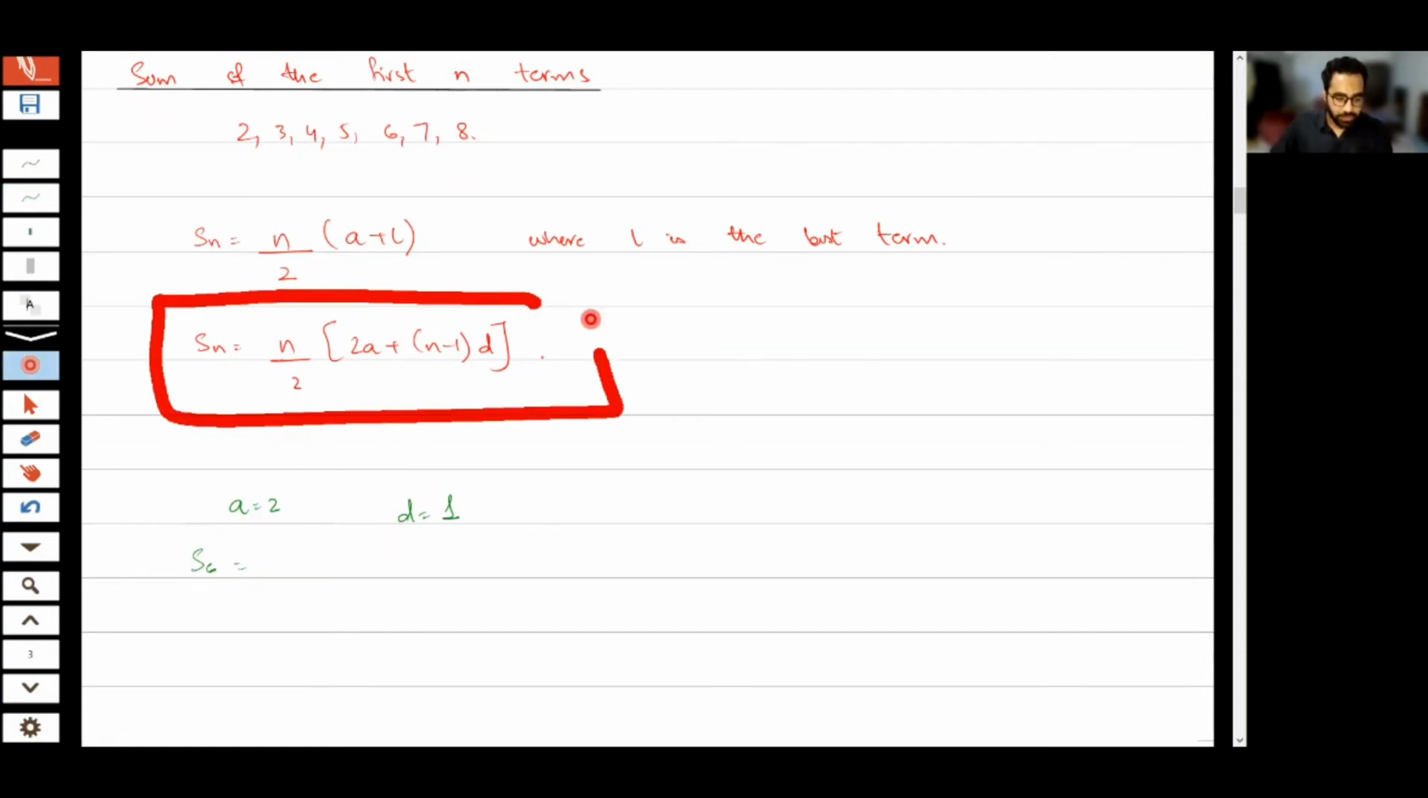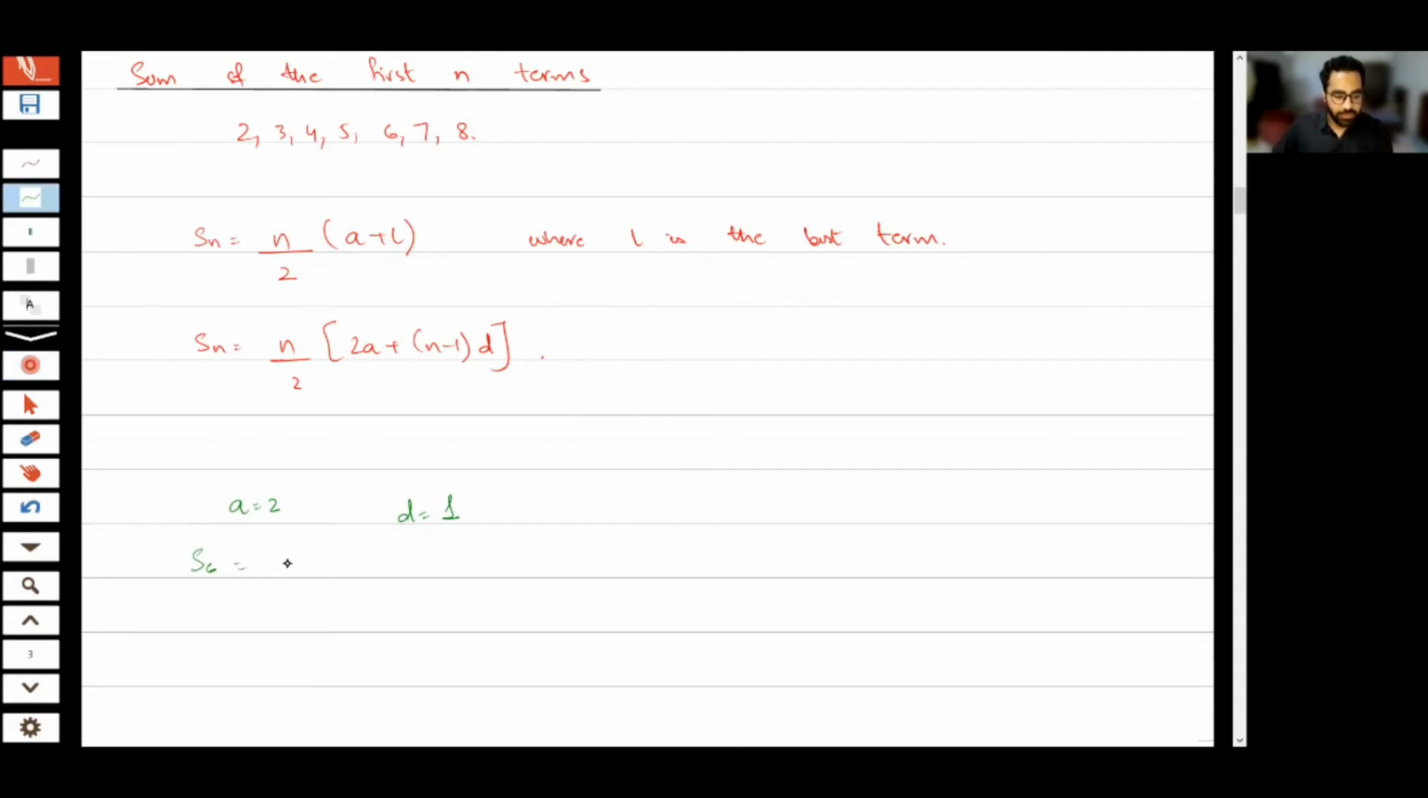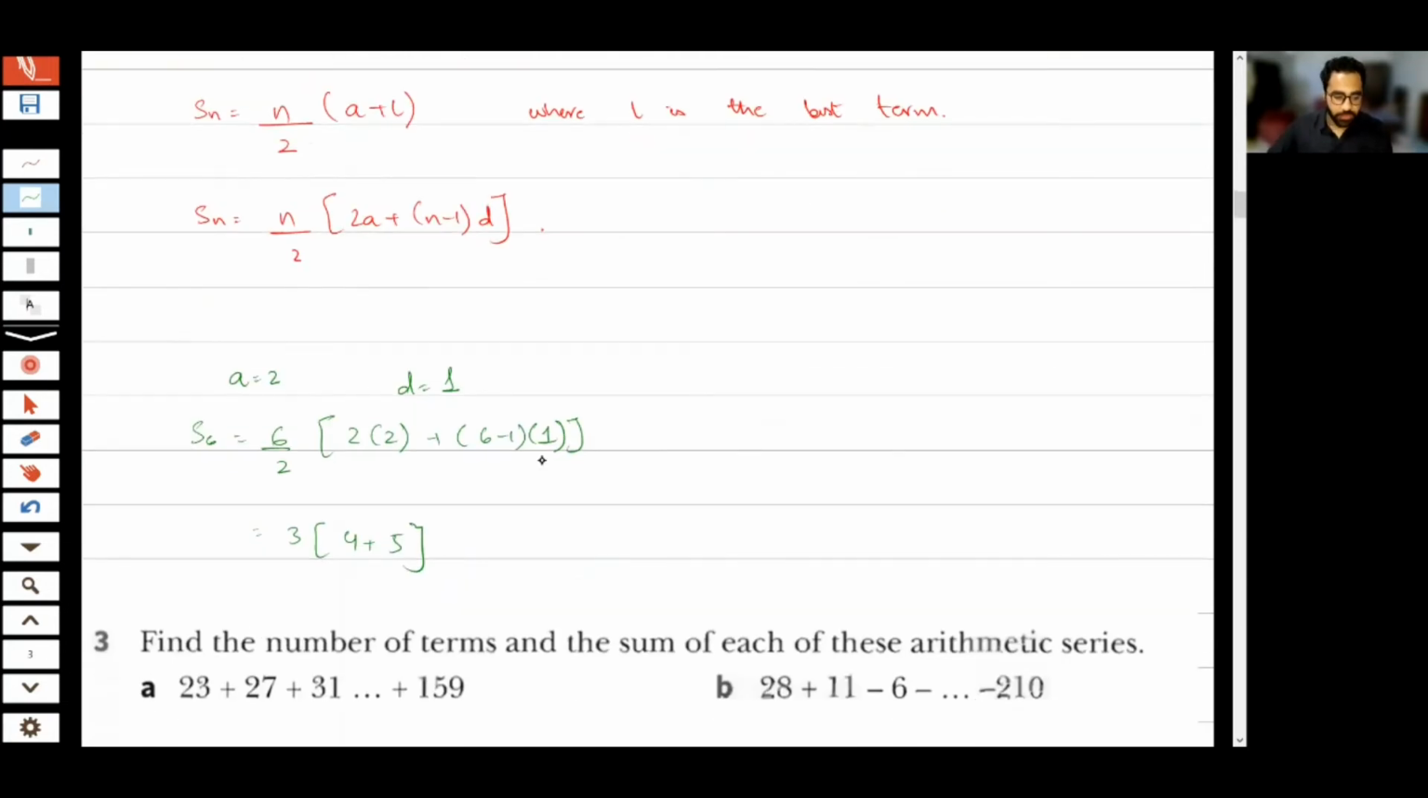So making use of this formula, तो मेरे पास S6 क्या आ जाएगा? n की वैल्यू would be 6, तो 6 upon 2 into 2 into 2 plus n minus 1, n की वैल्यू 6 minus 1, d की वैल्यू 1 है, into d. तो 6/2 is 3, 2 plus 2 is 4, 6 minus 1 is 5, so then we get 5. तो मेरे पास हो जाएगा 9 into 3 which is equal to 27. सही है, तो मेरे पास S6 की जो वैल्यू आएगी वो 27 आएगी.